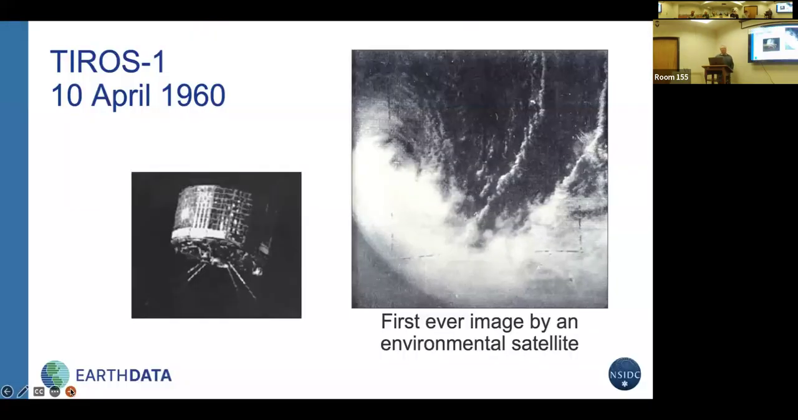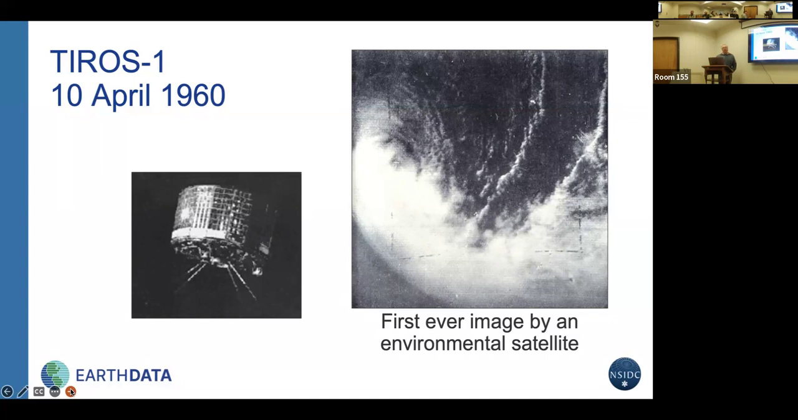Okay, so I always like to start out with a little bit of history. This is, what, 64 years ago, the Tiros-1 satellite. That was the first environmental, Earth-looking satellite that was launched, about 3 years after Sputnik, I think, right? Sputnik was 1957. So this was the beginning of Earth remote sensing. This is the first image on the right ever taken of the Earth from a satellite. An interesting story here. I'm not sure if it's apocryphal. It may well be, but it's a good story.